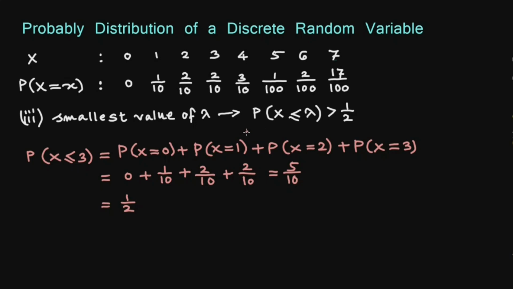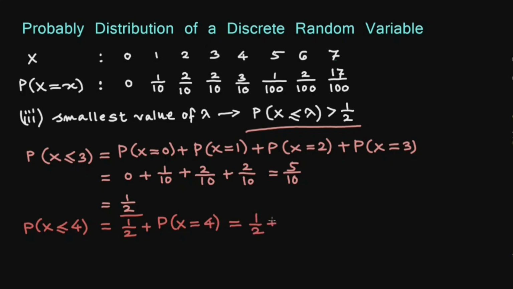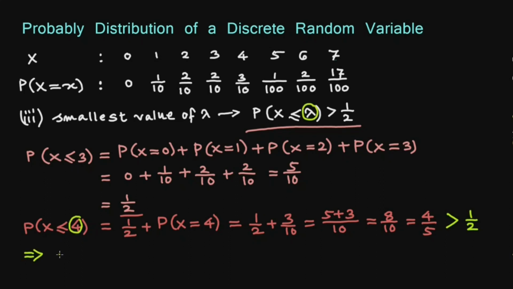But we need p of x less than or equal to lambda greater than half. So in order to increase the value, we will add one more probability. Therefore, we will find p of x less than or equal to 4. That will be half plus p of x equals 4, which is half plus 3 by 10, which will be 5 plus 3 by 10, 8 by 10, 4 by 5, which is greater than half, which implies lambda should be 4. Hence, lambda equals 4 is the answer.